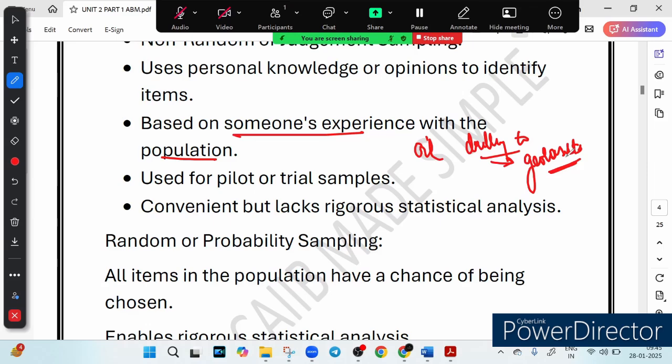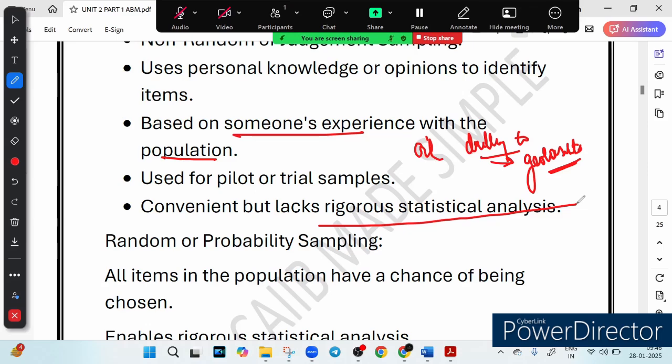Since judgment sampling is not random, you can't perform rigorous statistical analysis with it. It is convenient but lacks rigorous statistical analysis. That is why in most cases random sampling is the preferred method when accuracy is very critical. So you should know that when accuracy is a critical element, you should go for random sampling.